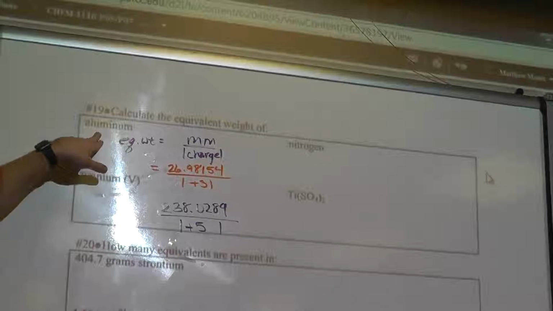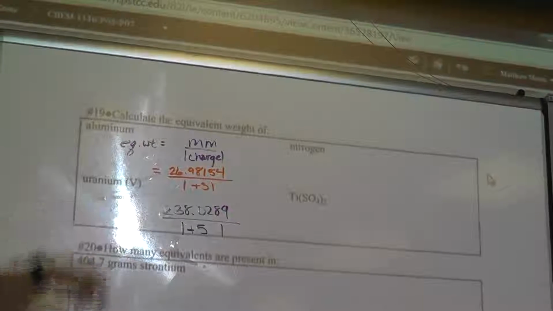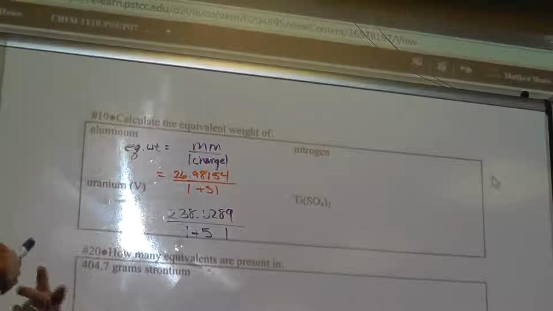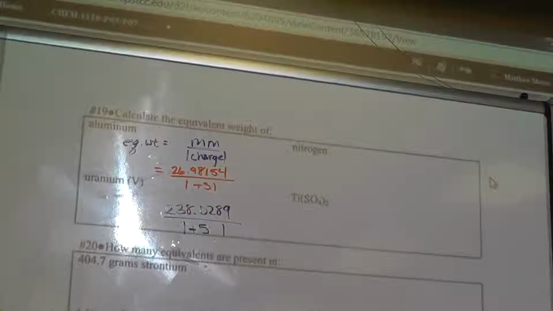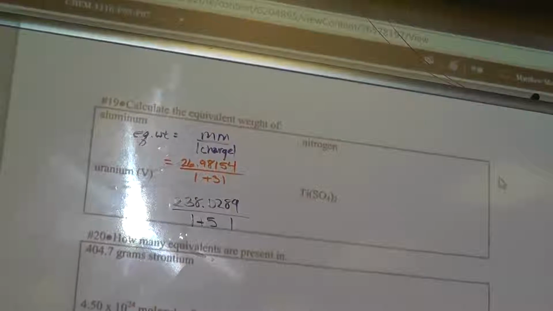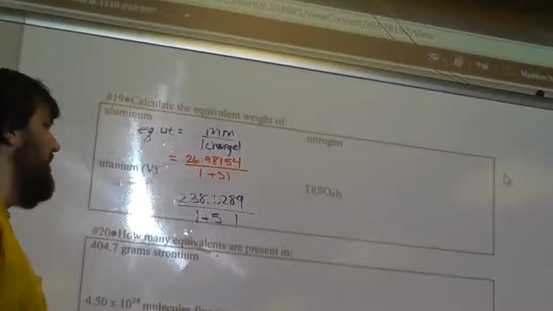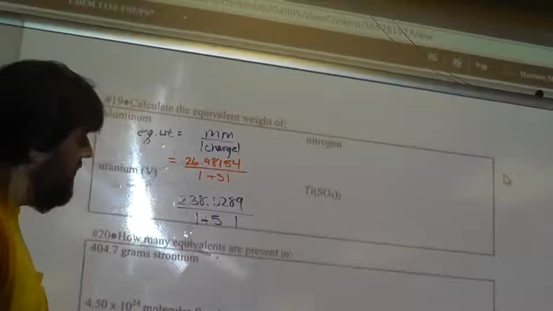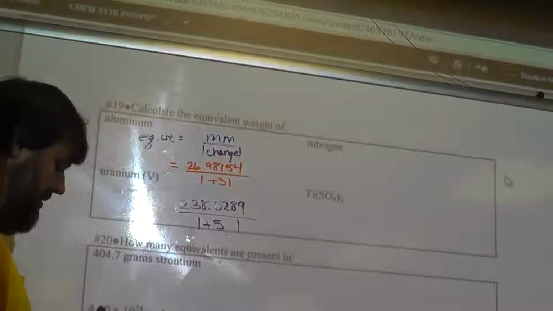So for aluminum, absolute value? I thought it was 1 plus, or something. No, it's absolute value. Okay. Because all of your nonmetals are going to be negative. So you have to do absolute value to get your non-negative answers. So for this titanium 4 sulfate, let me see this.